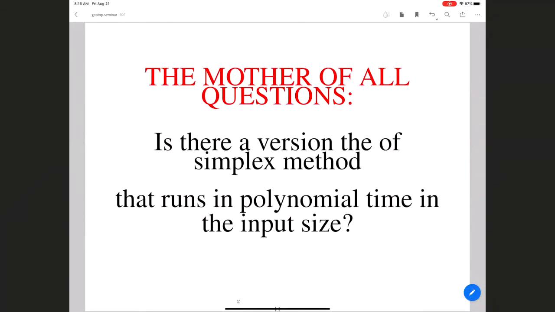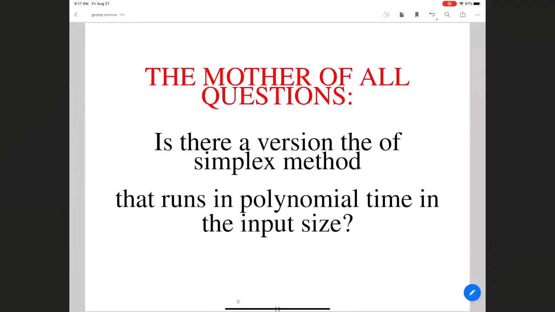Okay. So now, one of the most famous open problems in computer science and in optimization is: is there a version of the simplex method that runs in polynomial time in the input size? So for example, is there a pivot rule, a rule for choosing the edge that I'm improving, for choosing the path? You see, I'm choosing a path, right? For choosing the path always in a way that I only take a polynomial number of steps. And what do I mean by polynomial here? I just want to clarify that.